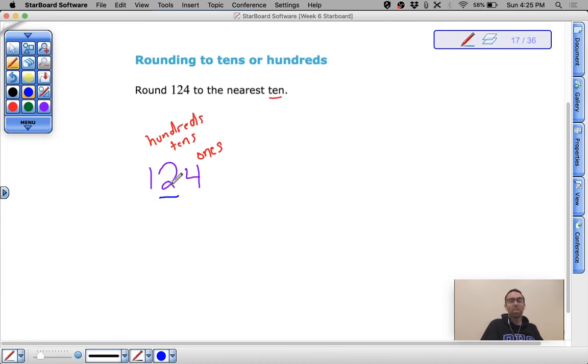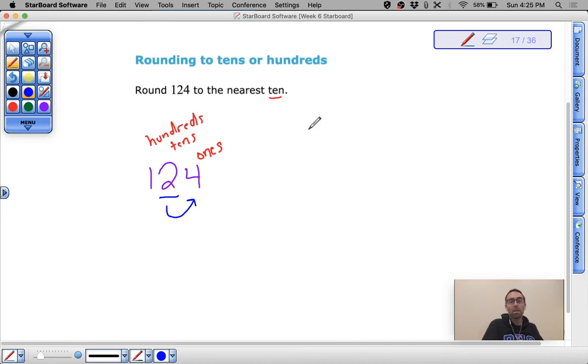That number is the number that has the potential to change. It might not change. It could. It has the potential. The number that picks whether or not the 2 is going to change is going to be the number to the right of it. So I have to take a look at this 4, and the 4 determines if the 2 is going to stay the same or if it's going to go up.